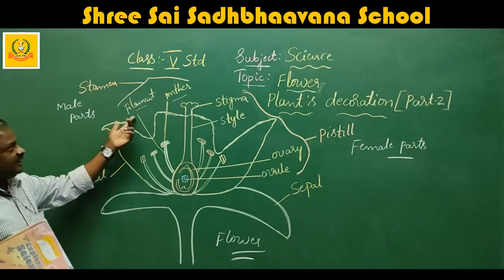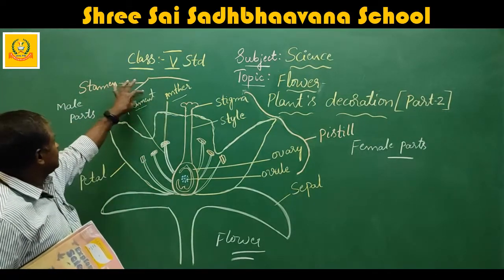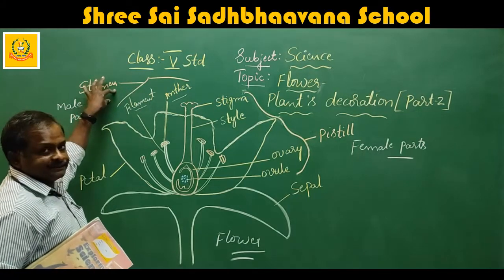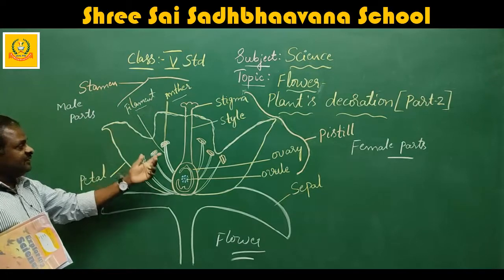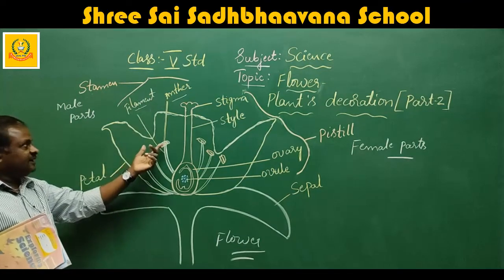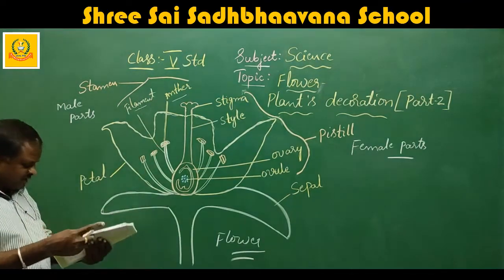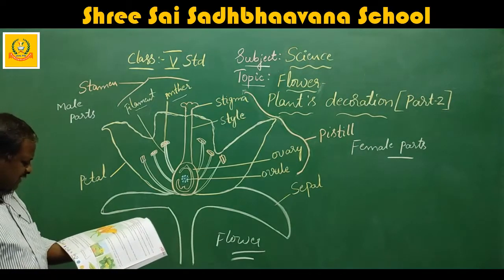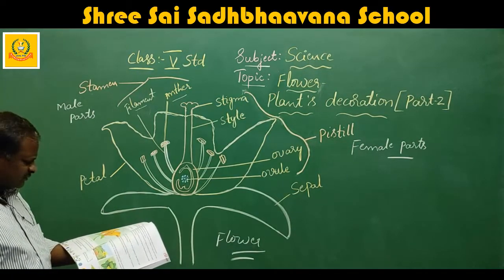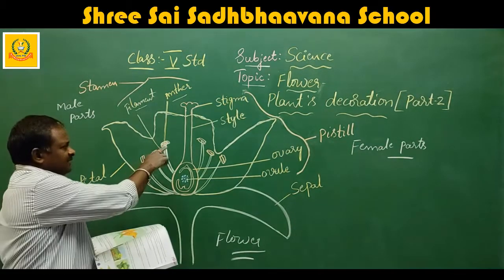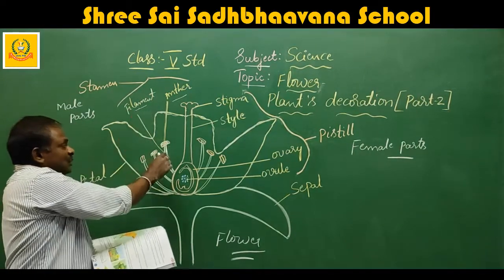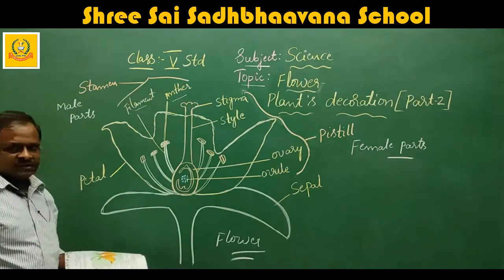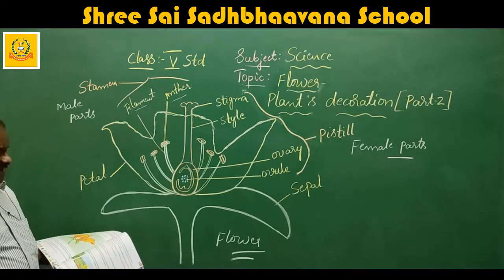The male parts are the filament and anther. Including both, they are called the stamen. The anther produces pollen. These are the pollen-producing parts of the flower. This filament holds this anther.